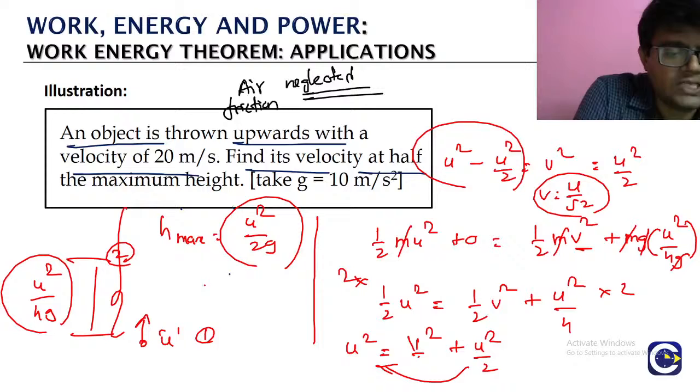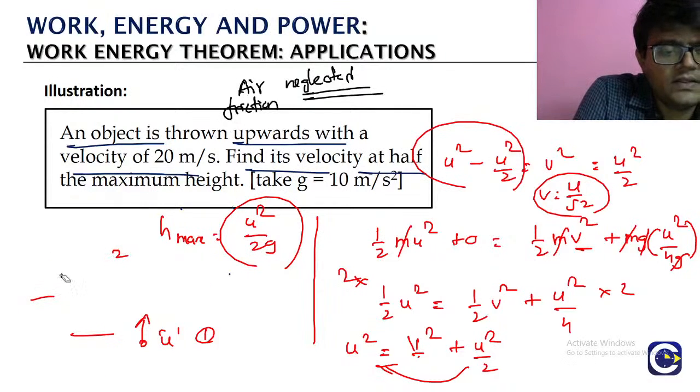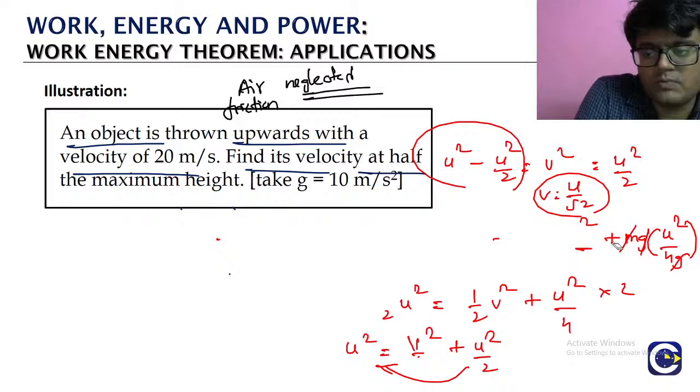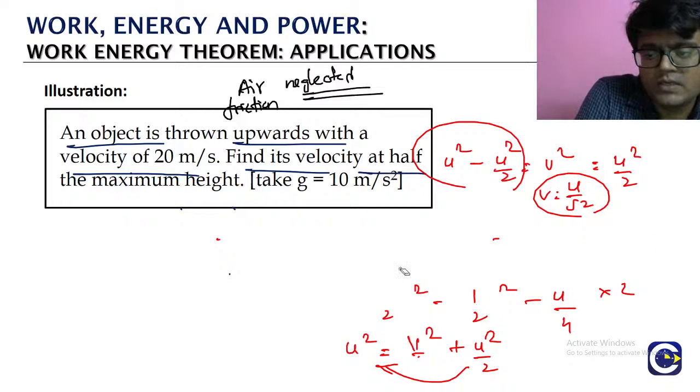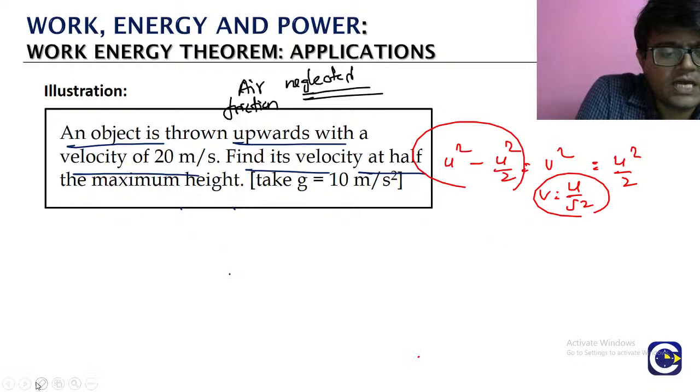So at half the maximum height, what is the velocity of that object? U divided by root 2. That is the formula: u divided by root 2. Check it. What is the u value? 20, right? So at half the maximum height, we already have the answer.